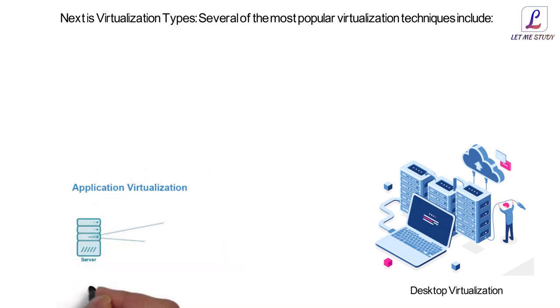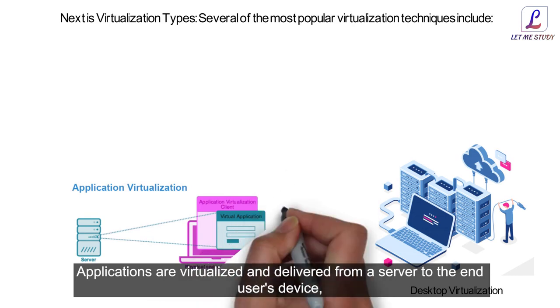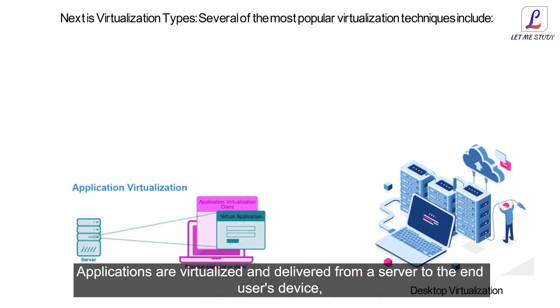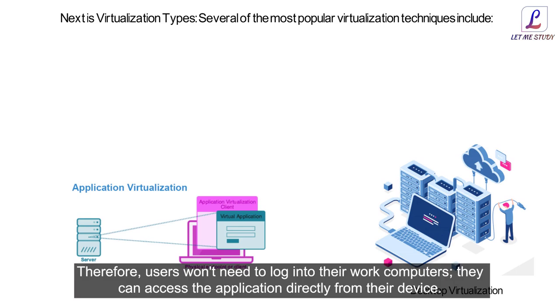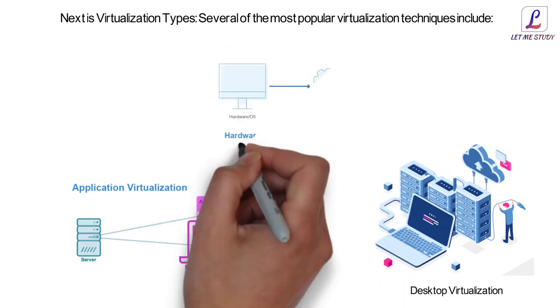Application virtualization. Applications are virtualized and delivered from a server to an end user's device, such as a laptop, smartphone, or tablet, in application virtualization. Therefore, users won't need to log in to their work computers. They can access the application directly from their device. Hardware virtualization.